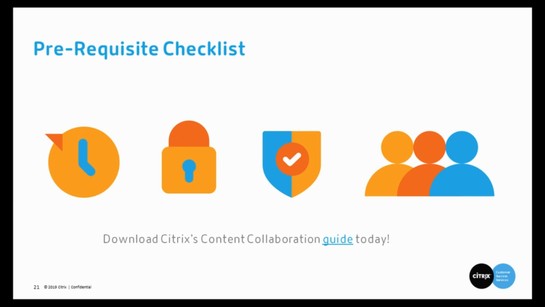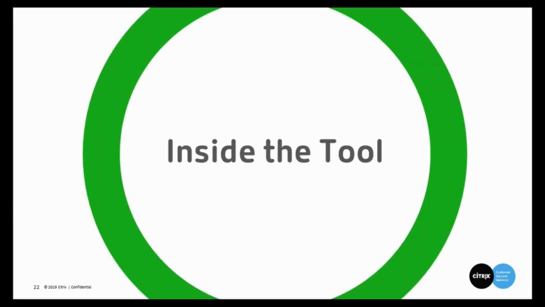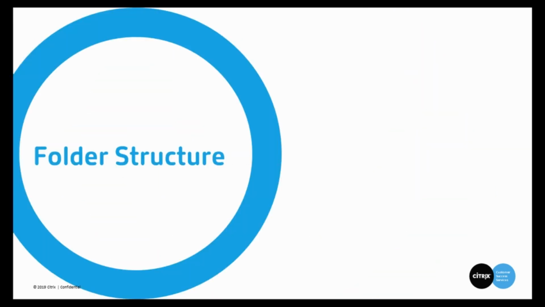You'll want to make sure to go through each step in the guide to make sure that you've considered your entire environment, and then you'll be able to go through the implementation guide that is also listed on our Customer Success Center. Once you have implementation, you'll be ready to go through the tool and make sure that all of the settings are correct. That's where we'll take a look at inside the tool. So first we'll go into folder structure.